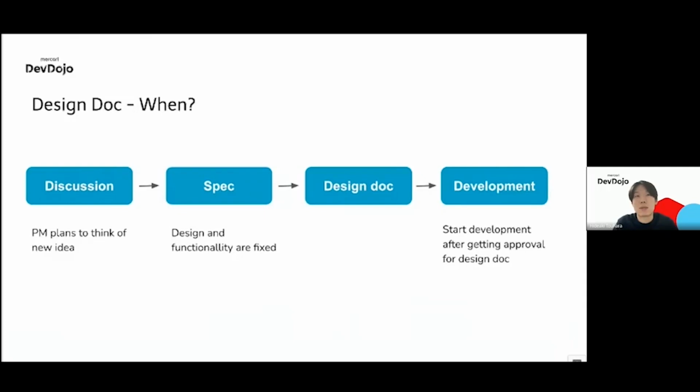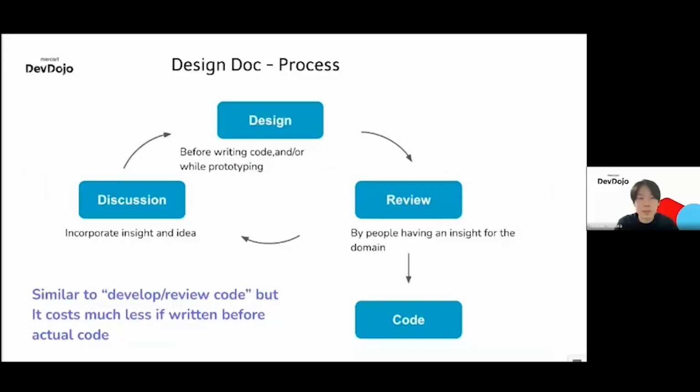So once the design doc is reviewed, then approved, you can start with development. So by going through this process, you can get some of the merits or the advantages that I just discussed earlier. So what's within a design doc? Or what do we do in a design doc?